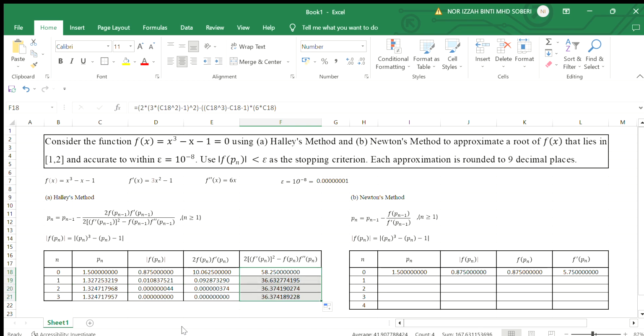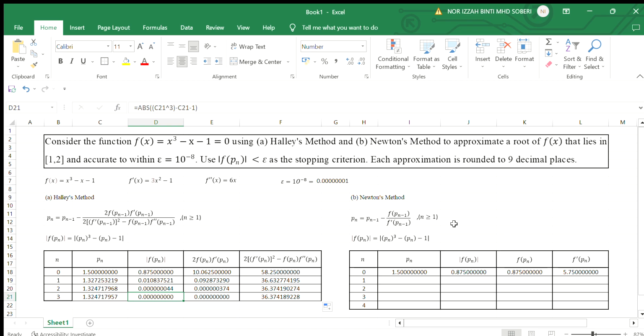So if you see here, we stop when it is less than epsilon. Our epsilon is 10 to the power of negative 8, and 0 is less than this 10 to the power of negative 8. So we converge at the third iteration. This is our P3, 1.324717957. And this is for Halley's method.